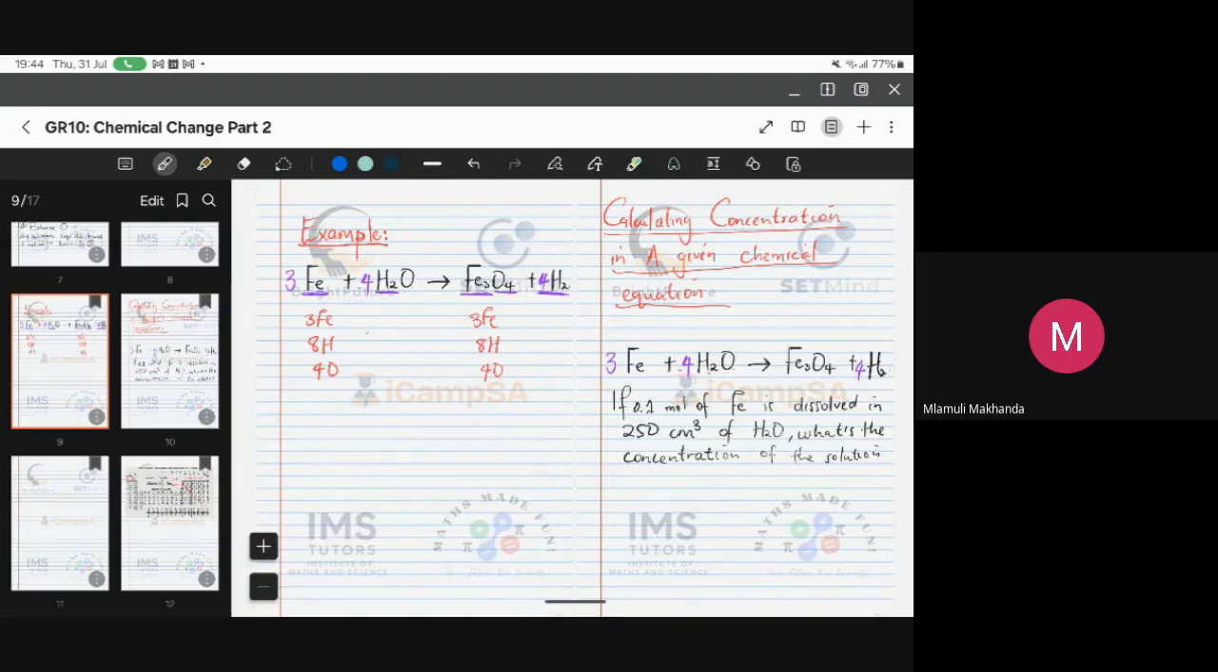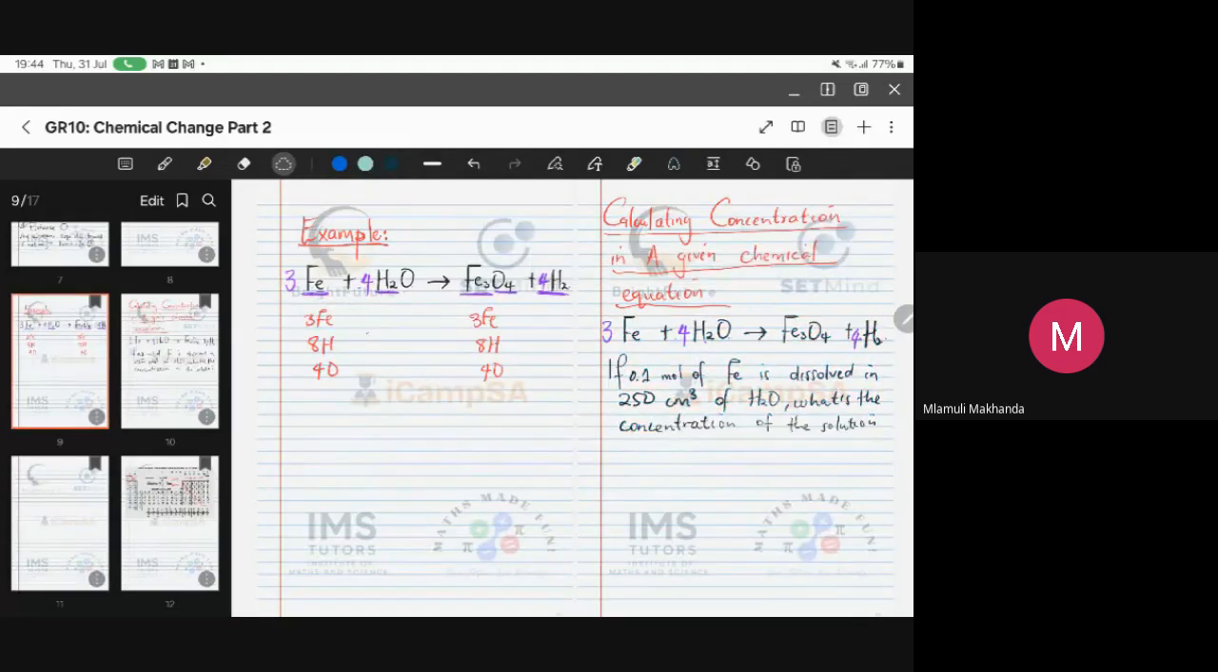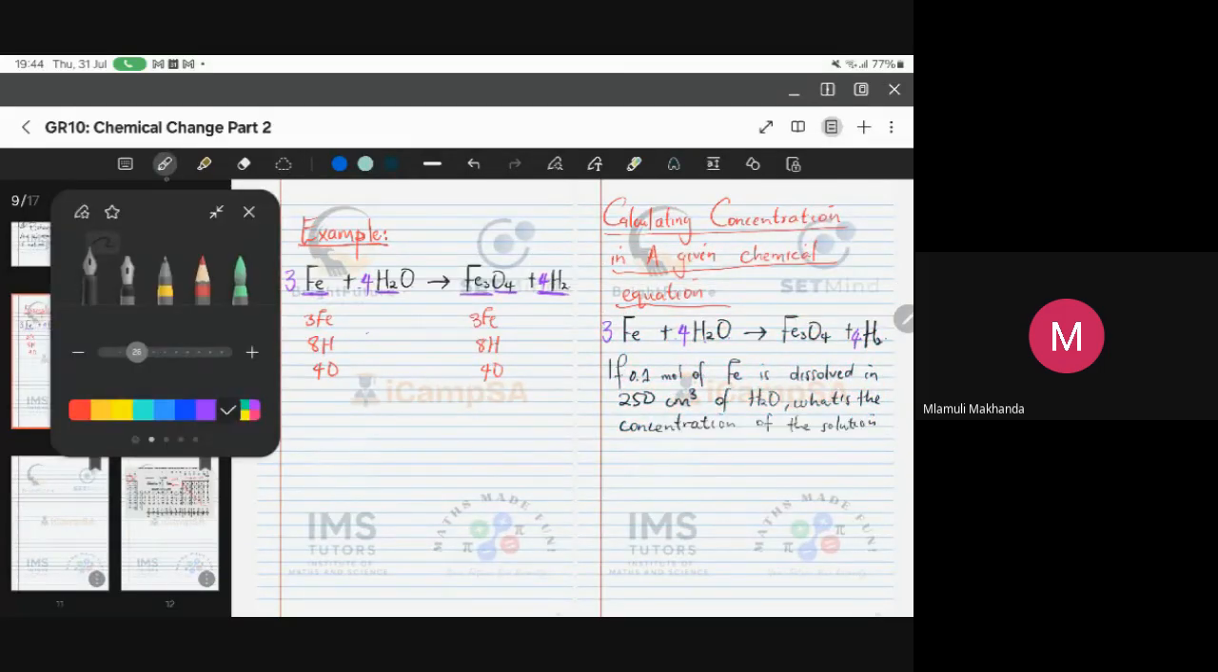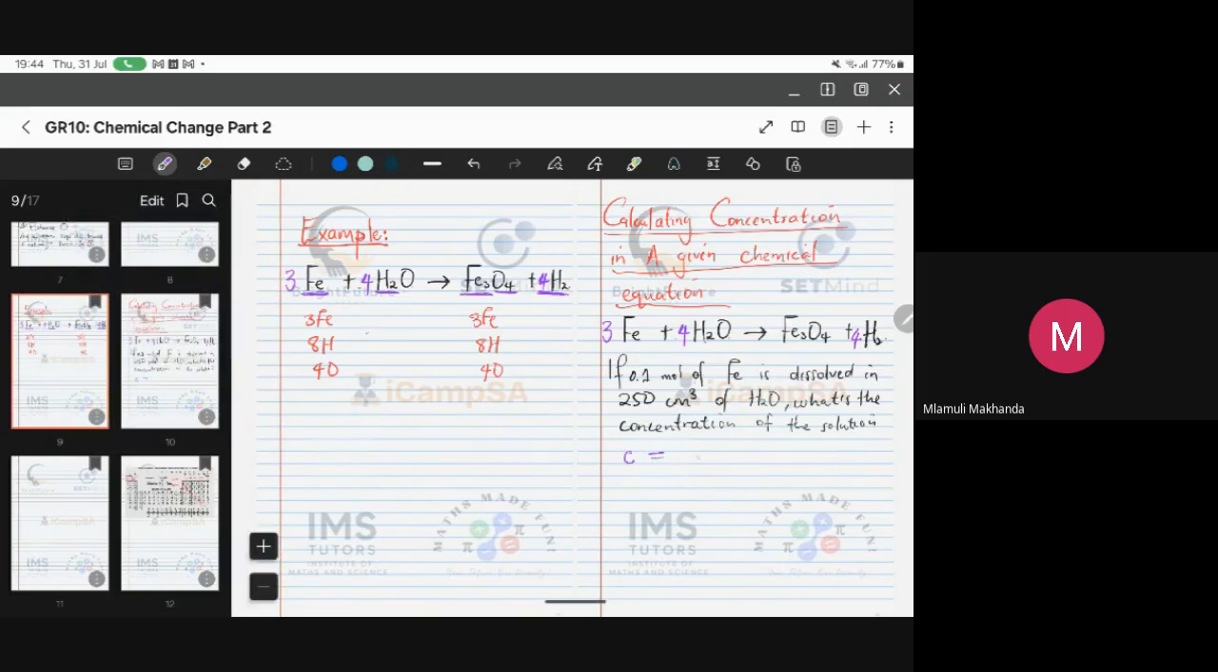So, what would you do in this scenario? If you remember, to find concentration, we always use the formula C is equal to n over V, right? You need the number of moles. We're already given the volume of the solution. And obviously, we want to find our C, which is our concentration, right? So, now, how do we go about it?